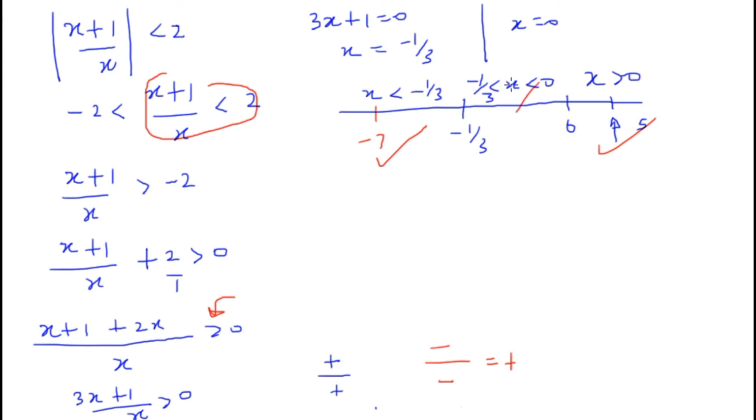Then this region will not satisfy. So the answer to this inequality is x less than minus 1 upon 3. That is this region, and then this region, x greater than 0. So that's it. You can check my other videos as well for inequality problems.